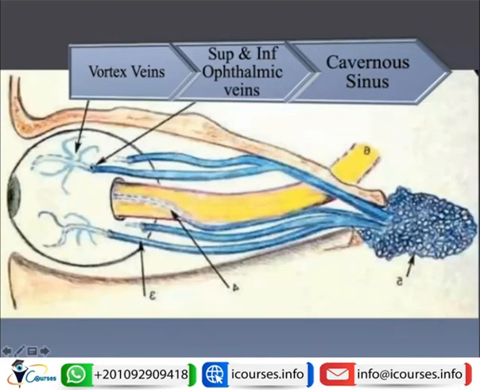The drainage of the venous supply of the eye is coming from the vortex veins. So we have four vortex veins, 2 superior and 2 inferior. The 2 superior will drain into the superior ophthalmic vein, while the 2 inferior will drain into the inferior ophthalmic vein, and both of them will drain into the cavernous sinus. So this is the venous drainage of any structure of the eye: from vortex veins, to the superior ophthalmic vein, inferior ophthalmic vein, and finally to the cavernous sinus.